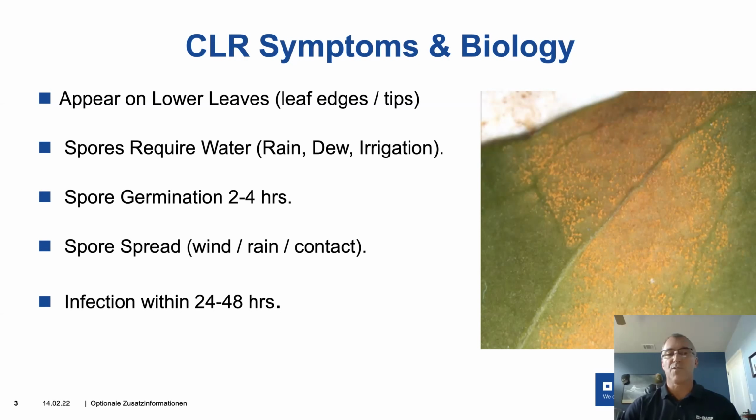The spores require water, either rain or dew or some type of irrigation to germinate. But the spores germinate very fast, which is a problem for us in terms of control. They germinate in 2 to 4 hours. They can spread by wind or rain or personal contact or equipment contact. And once they're spread, they can infect the plant within 24 to 48 hours. So this is a very rapidly moving disease, and it spreads very, very quickly.